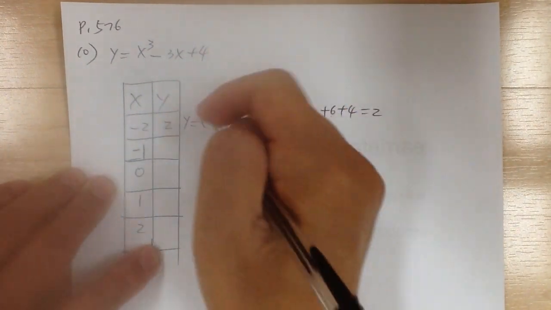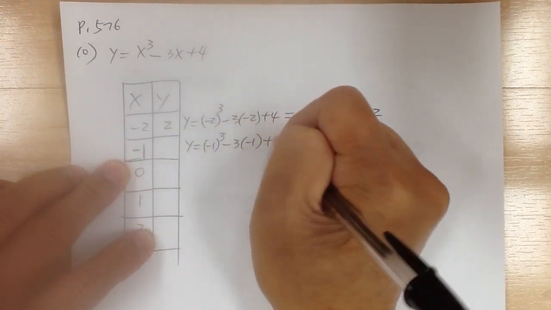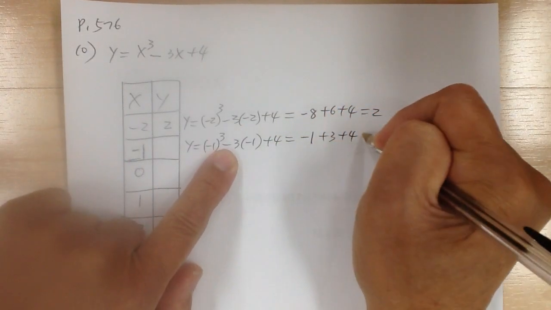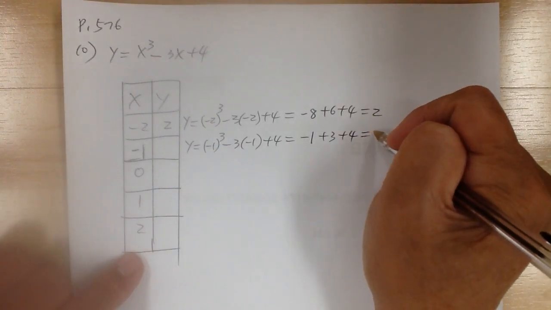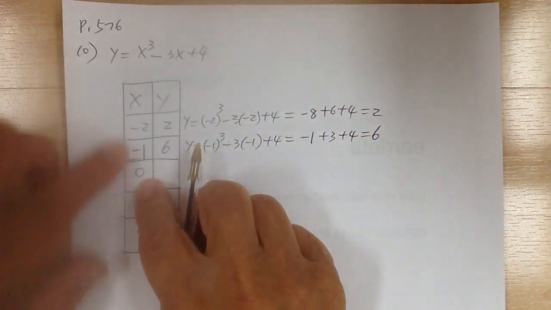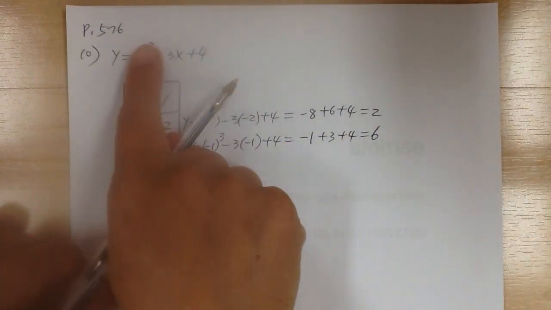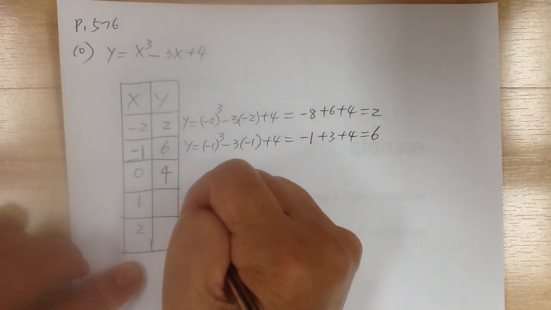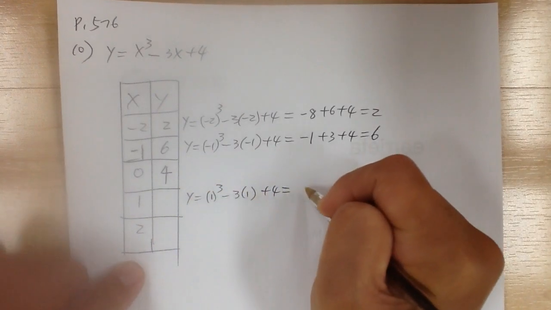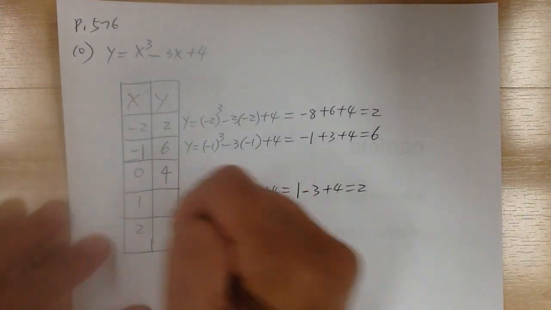Okay. Next one. y equals negative 1 cubed minus 3 times negative 1 plus 4, equal to negative 1 plus 3 plus 4. This will equal 6. Okay. Then the 0, when you put 0 in here, all this will be gone, which will just be 4. So this one you don't even have to do. You can just look it over here. Okay, for 1, y equals 1 cubed minus 3 times 1 plus 4, equal to 1 minus 3 plus 4. This will equal 2.